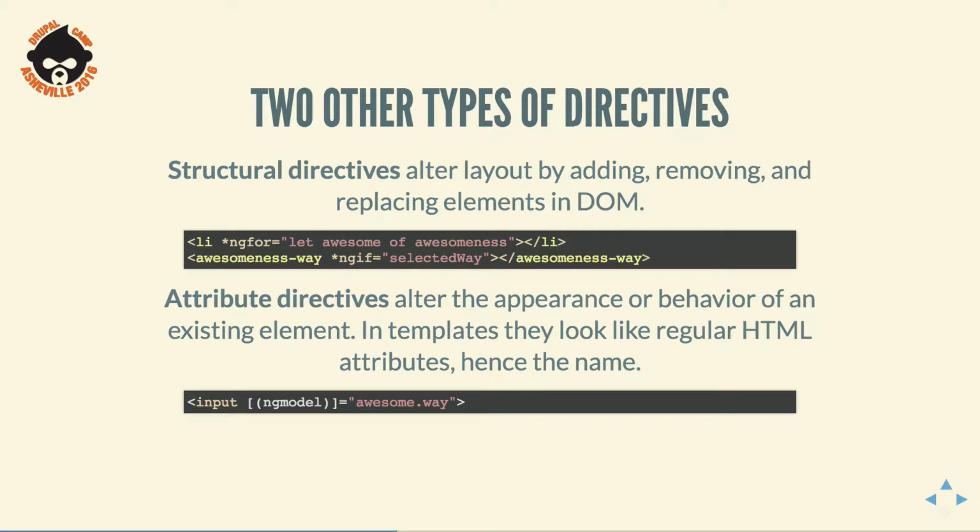There's a couple other types of directives while we're talking about them. Structural directives alter layout by adding, removing, replacing elements in the DOM. Like you'll see ngFor or ngIf in the Angular template files. Those are structural directives. In addition, you'll see attribute directives, and they alter the appearance or behavior of an existing element. In templates, they look like regular HTML attributes, hence the name. So you'll see something equals, in this case, ngModel. That's an attribute directive. It looks like an HTML attribute, so they're pretty easy to pick out.